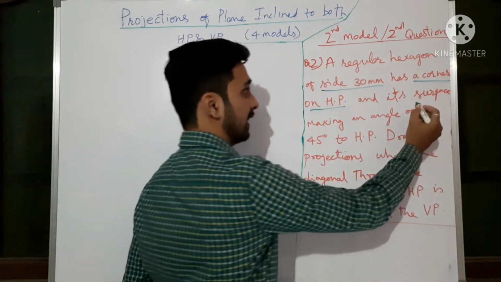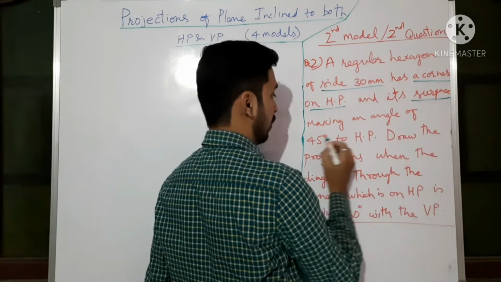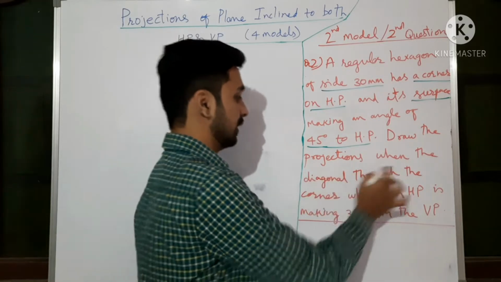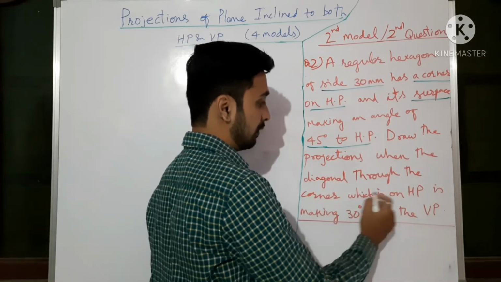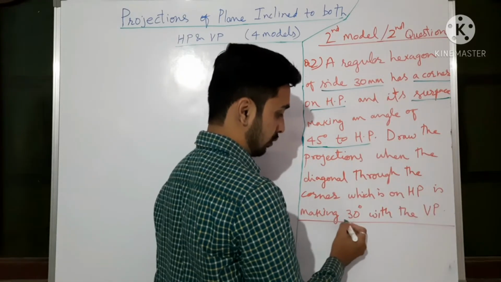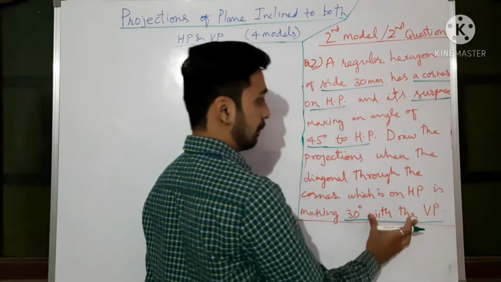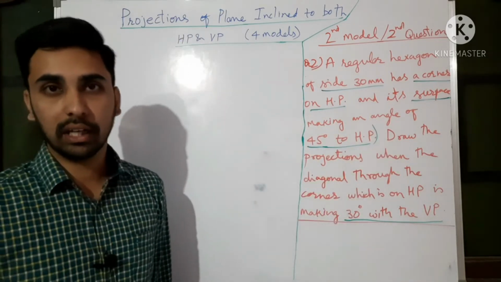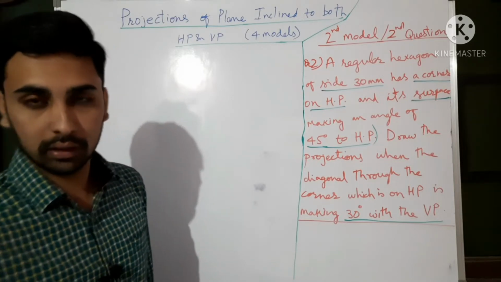The surface is making how much angle? Surface angle is 45 degree to HP. Draw the projections when the diagonal through the corner by which it is resting on HP is 30 degree with VP. This I will come back to later. Till here we will try to solve the problem. Okay, let us see what this question says.